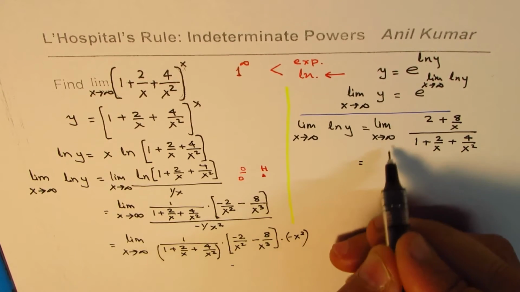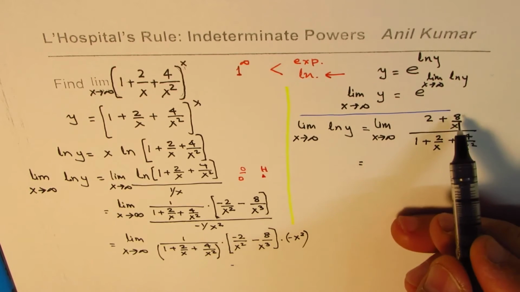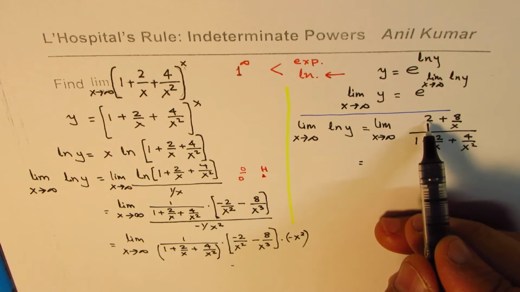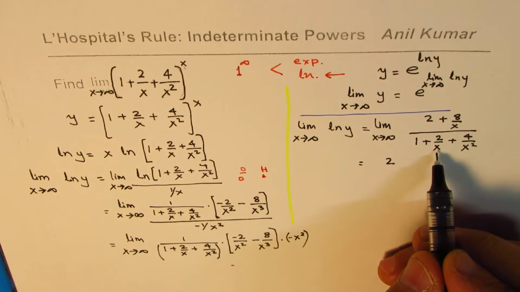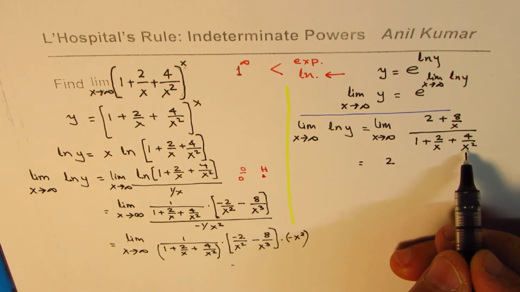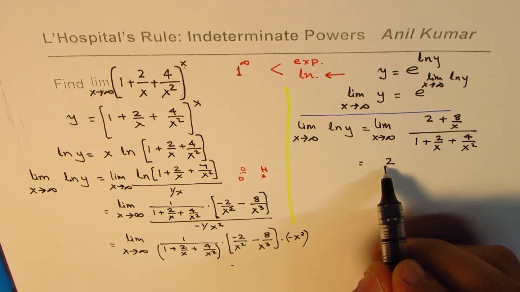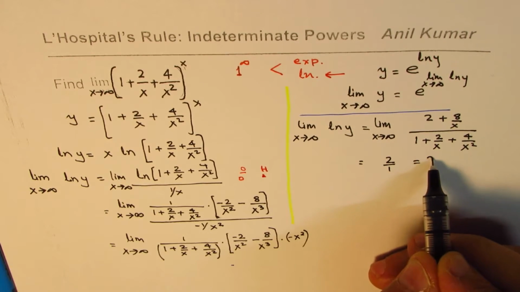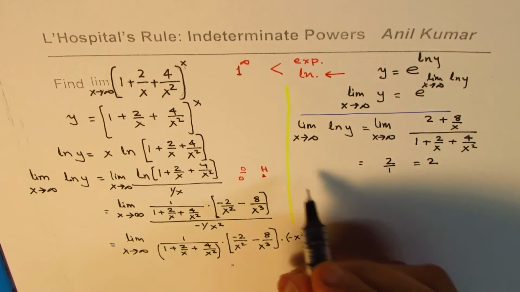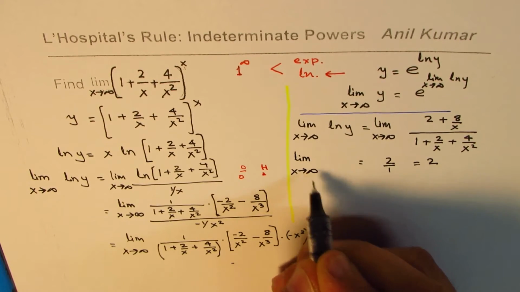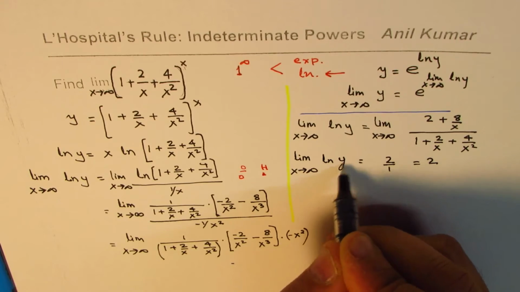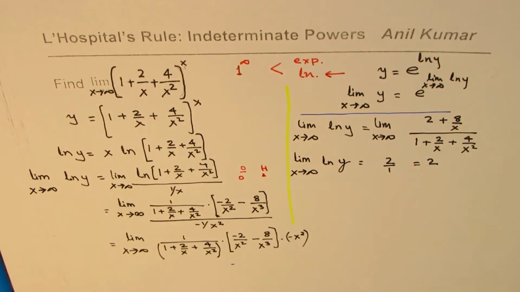Now we can substitute infinity here. So 8 over infinity will be 0, so we are left with 2 here. In the denominator, 2 over x, x is infinity, and 4 over x squared, x is infinity. These two terms are again 0. So we get 2 over 1, or 2. So what we have got here is that the limit as x approaches infinity of ln y is 2.